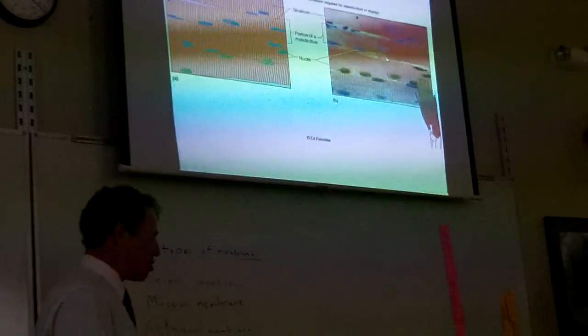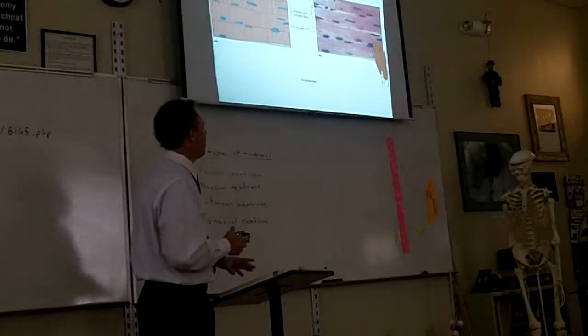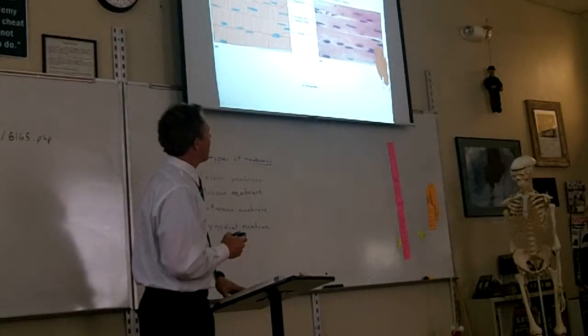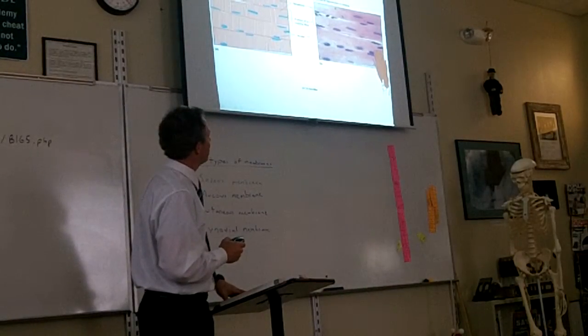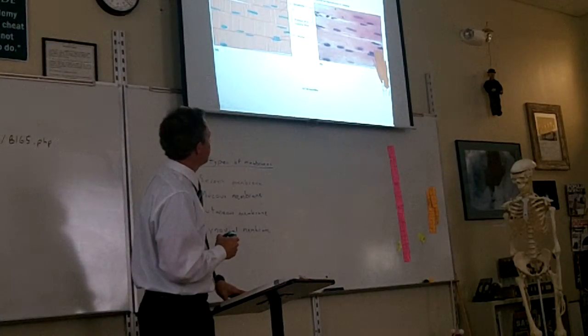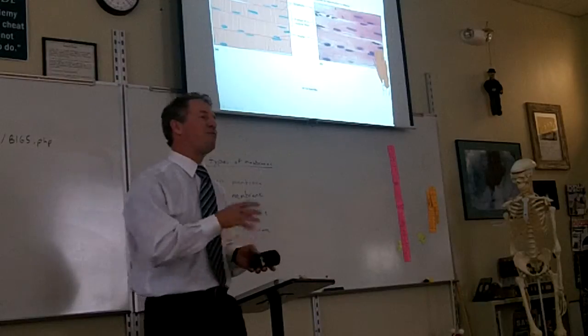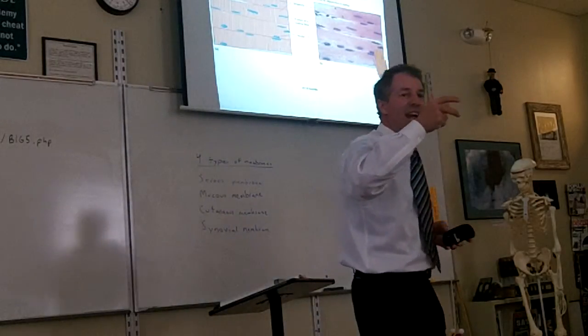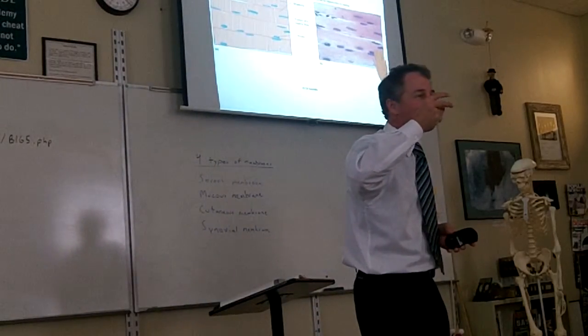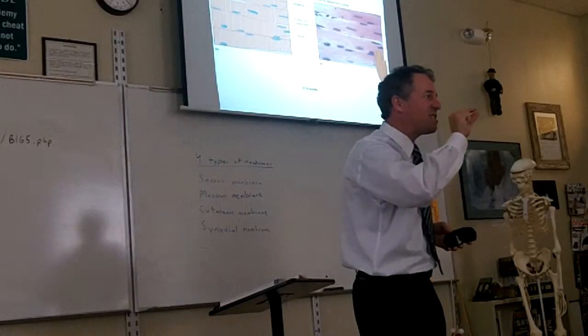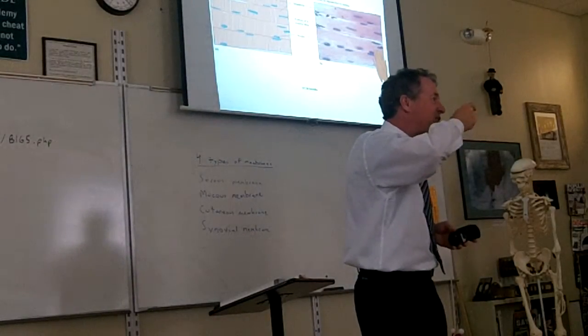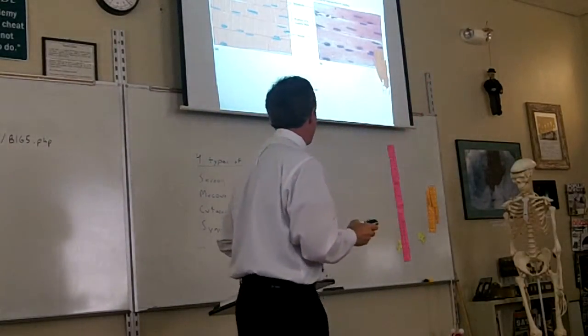Now, one thing you'll notice when you look at skeletal muscle under the microscope, it's got lines in it. They're called striations. You see that word striations? You can see these lines here. And here's the thing about seeing the striations. You have to focus the microscope just right to be able to see the striations. If you have it slightly out of focus, you won't be able to see them.